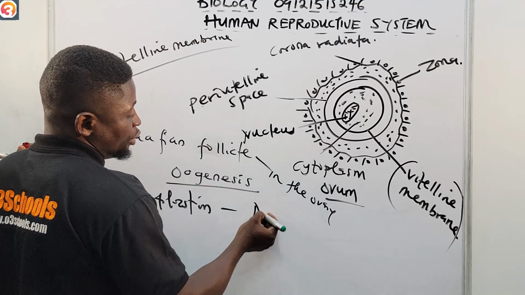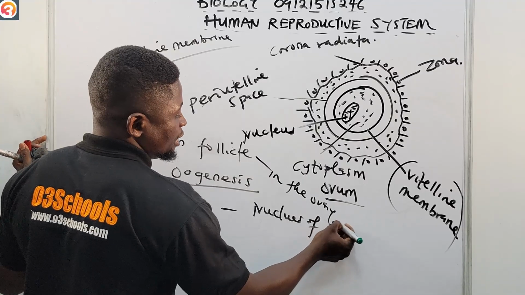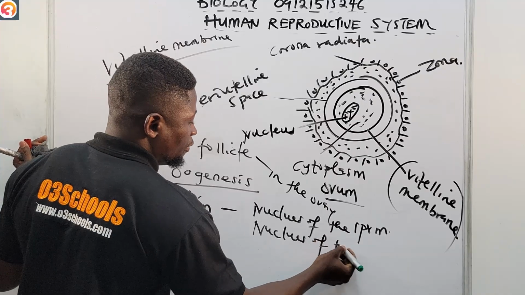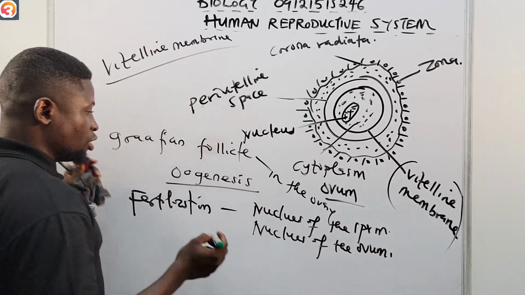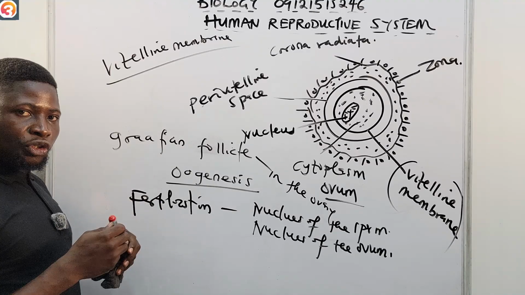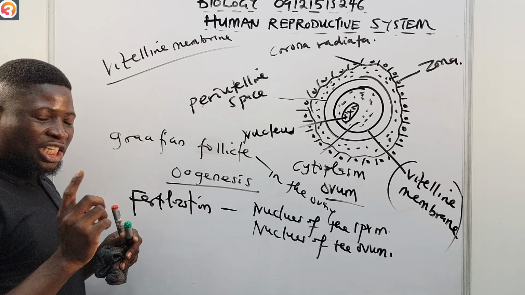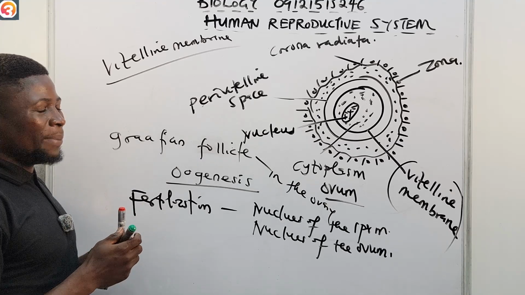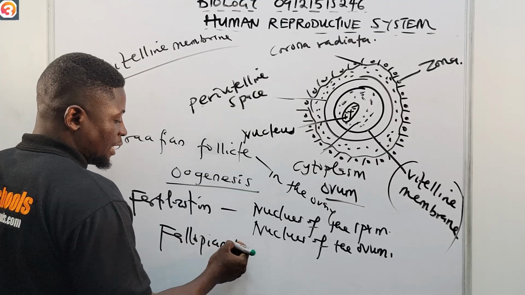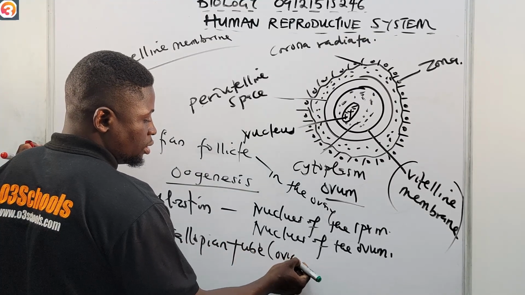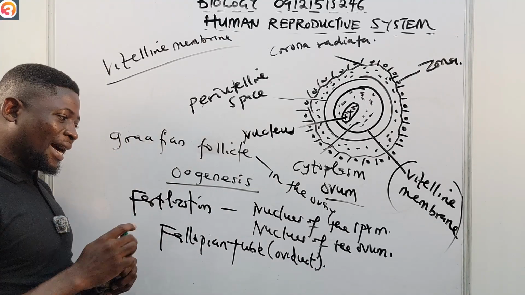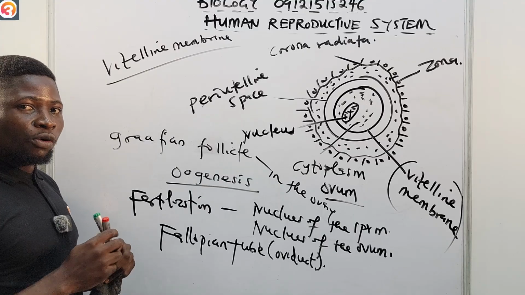Now fertilization is the fusion of the nucleus of the sperm and what? The nucleus of the ovum. So that's what fertilization is: the fusion of the nucleus of the sperm and the nucleus of the ovum. And fertilization occurs in the upper part of what? Of the fallopian tube, or the one you call the oviduct. Fertilization happens in the upper part of the fallopian tube or the oviduct.